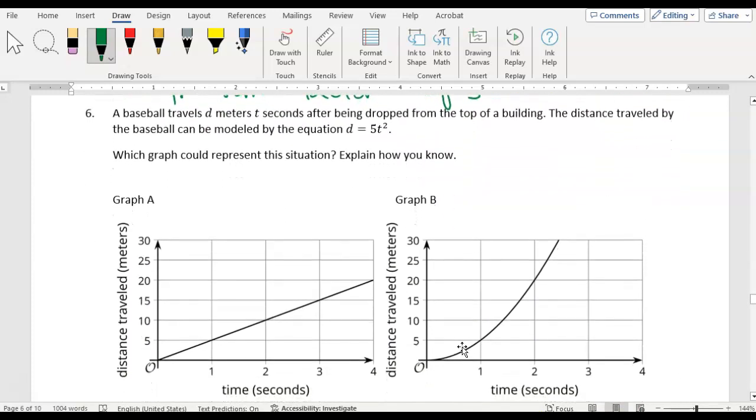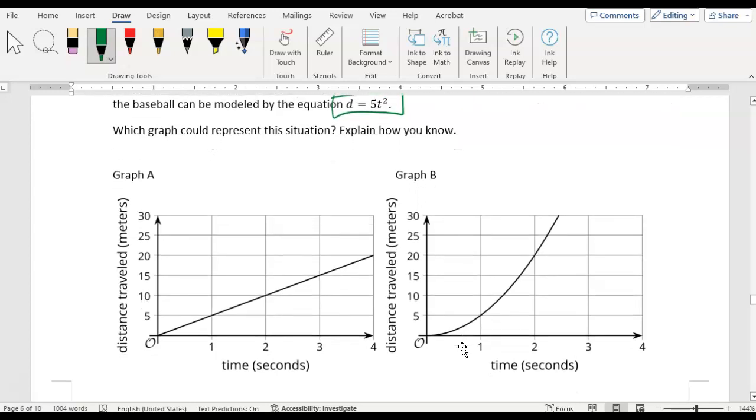Number 6, a baseball travels d meters, t seconds after being dropped from the top of a building. The distance can be modeled by this equation. So this is how far it has traveled being dropped. So not how far it is from the ground. Which graph could represent this situation?